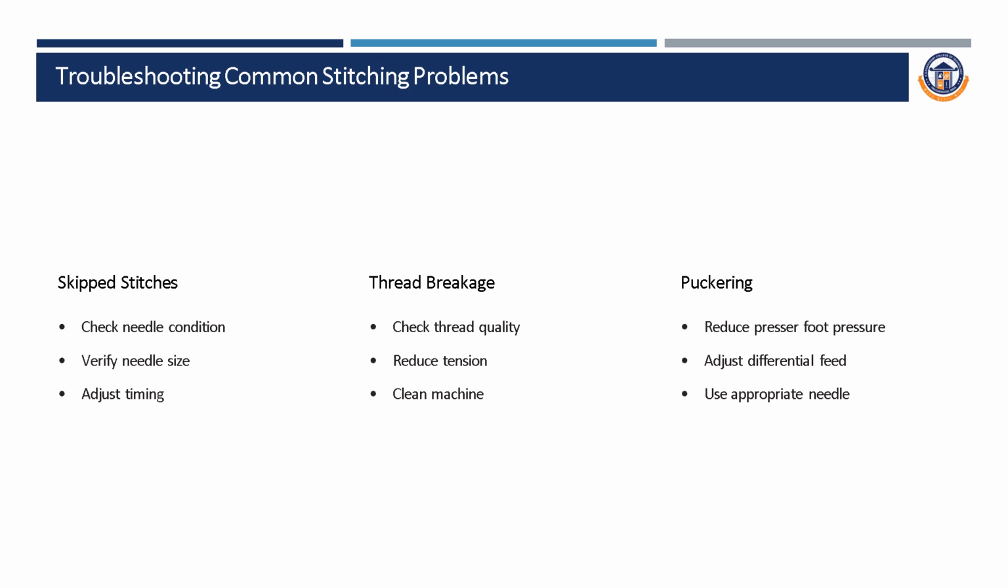Thread breakage: check the thread quality, reduce the tension on the machine and clean the machine regularly, because when we have a higher tension the thread may break, or if we have a lot of dust on the machine it also leads to breakage. Puckering: reduce the pressure of the machine, adjust the differential feed mechanism of the machine and use an appropriate needle. If we are not using these elements in the proper way, we will get a puckering problem when the fabric is sewn as a garment.